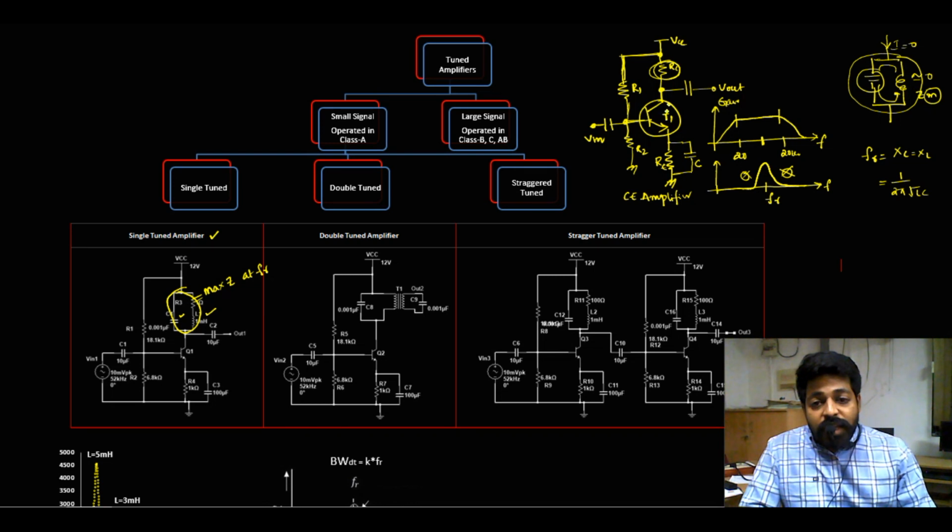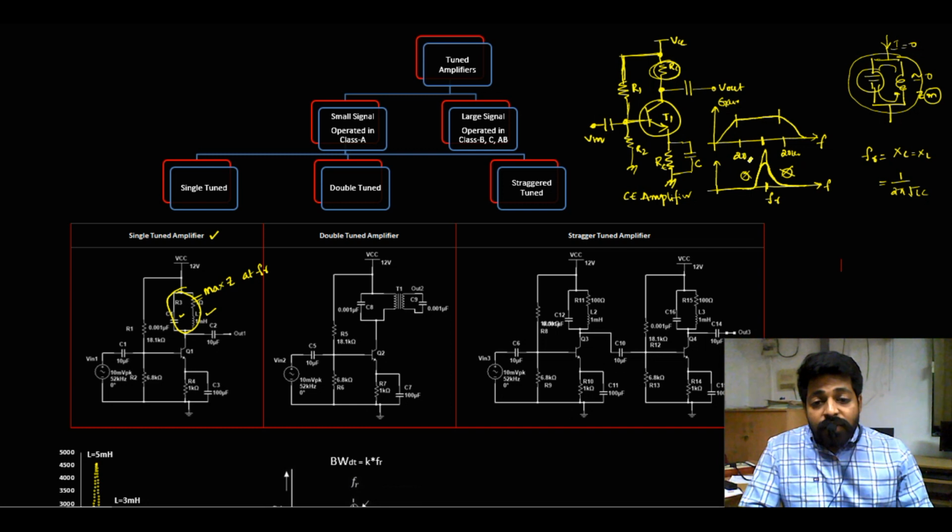When the impedance is maximum, as we know, the gain of the circuit depends upon the ratio of these two. As the impedance of the circuit increases, the gain automatically increases. So only at the center frequency will the gain be the maximum.